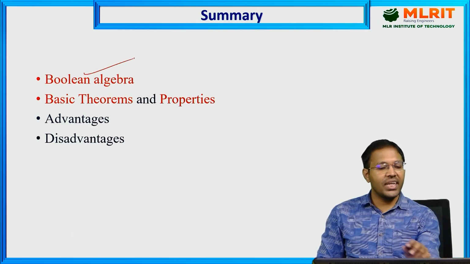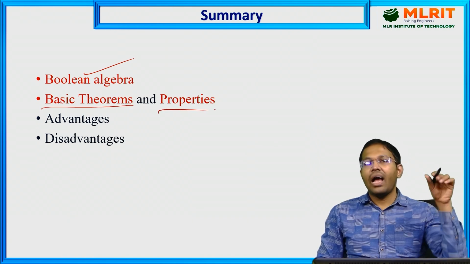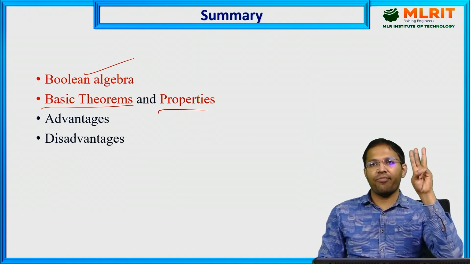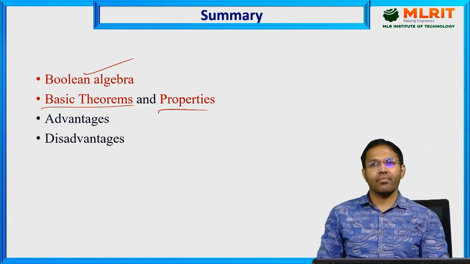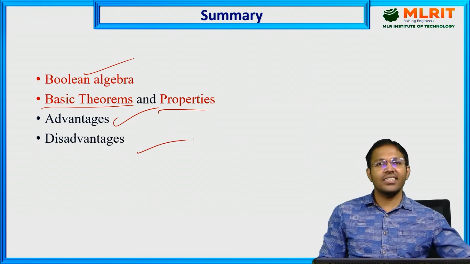So, we have seen Boolean algebra, its theorems, properties, and I want you to focus on min term, max term, sum of products, product of sum. We have seen advantages, we have seen disadvantages.